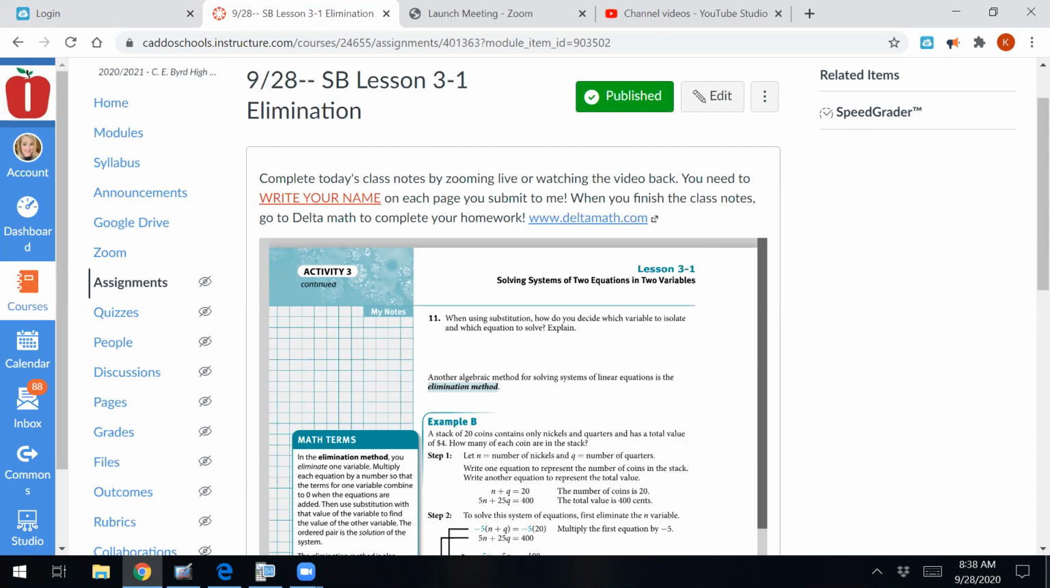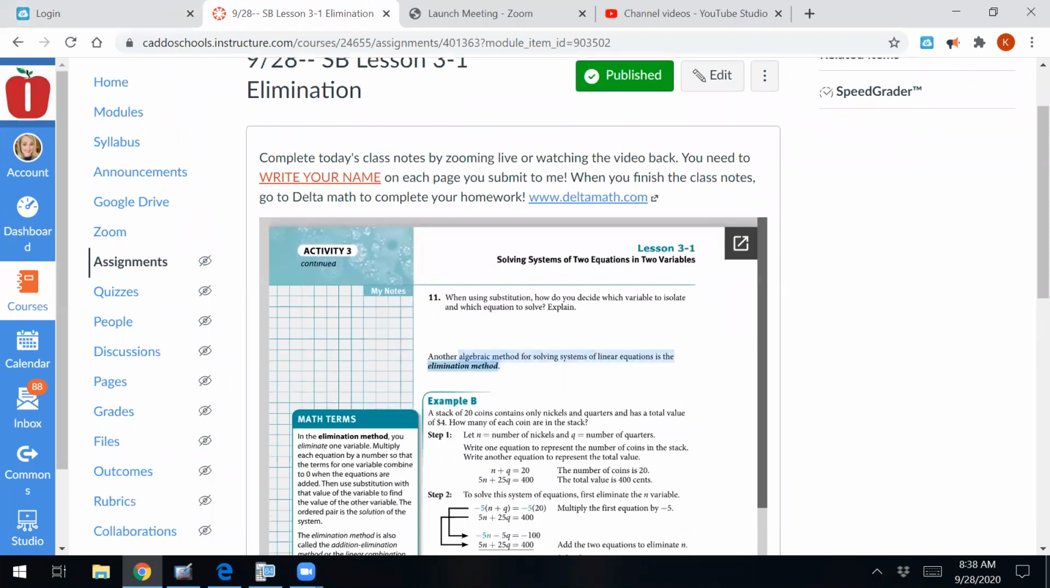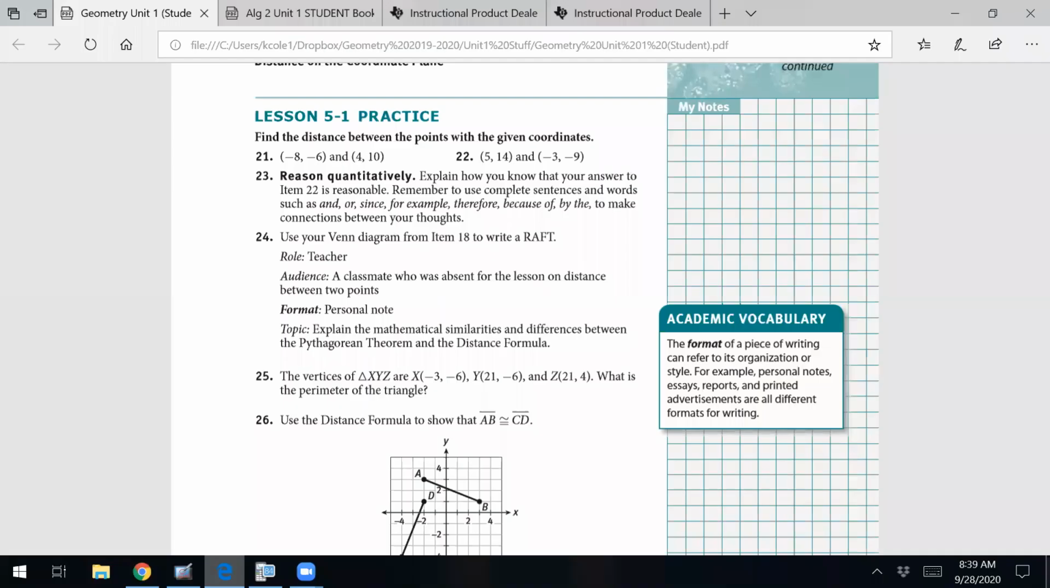Okay, so it says complete class notes by Zooming or watching back. Make sure you write your name. Okay, I am wanting you guys to do that now. There's been some cheating going on. Some people are just submitting other people's pictures. So make sure you write your name on there. And then it says when you finish your class notes, you'll go to Delta Math. All right, so we are doing elimination.